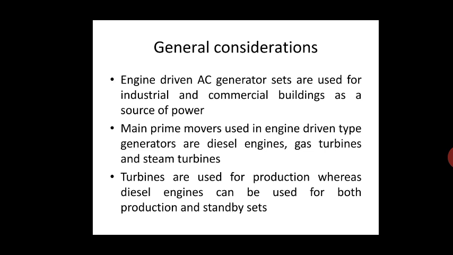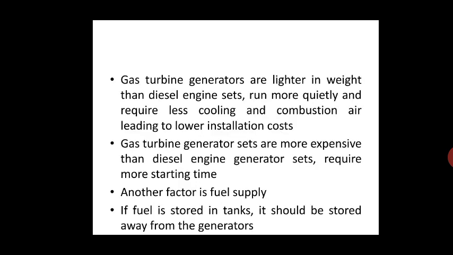The turbines are used for production, whereas diesel engines can be used for both production and standby sets. The gas turbine generators are lighter in weight than diesel engine generator sets, run more quietly and require less cooling and combustion air, leading to lower installation cost. So this is the advantage of the gas turbine generator. But gas turbine generator sets are more expensive than diesel generator sets and require more starting time.